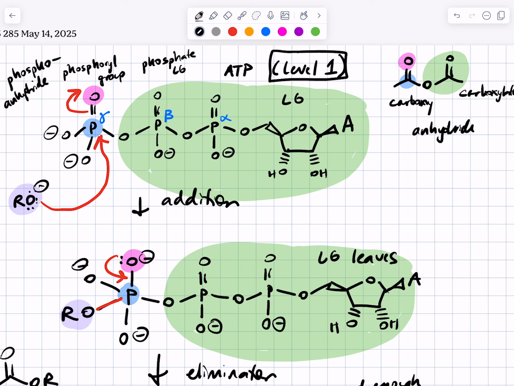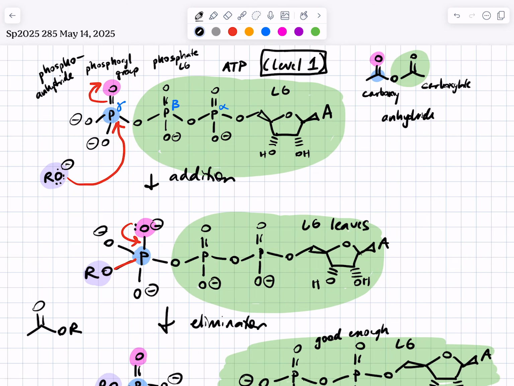Yeah, go ahead. Could the nucleophile attack one of the phosphorus, beta or alpha? Yeah, can the nucleophile attack either the beta or the alpha? It can. The two places that ATP gets attacked in most biochemistry are at gamma and at alpha. Generally not, for some reason, at beta. So if it were to attack at alpha, what would the leaving group be?